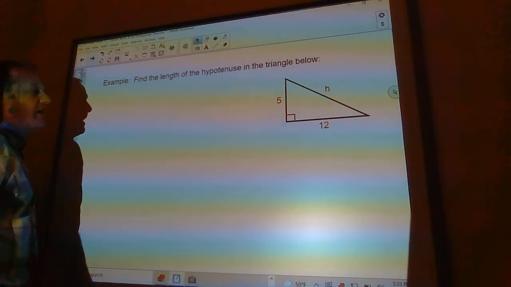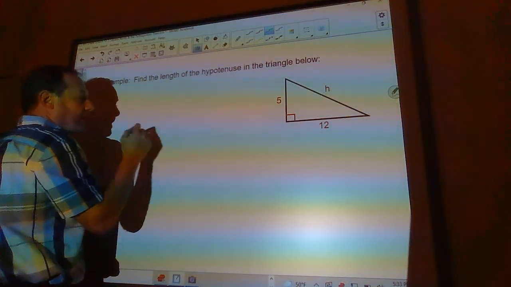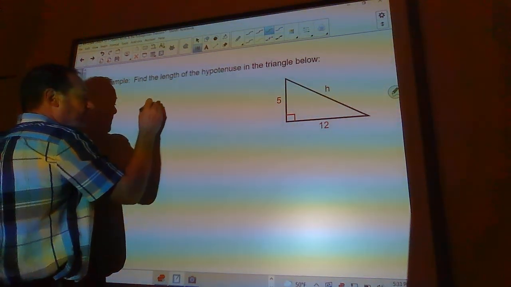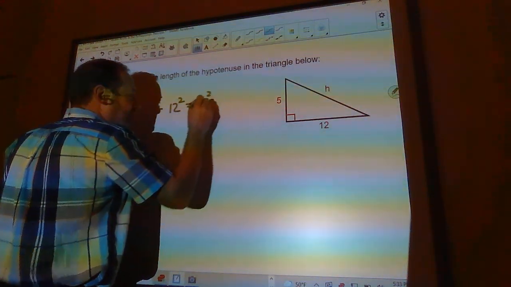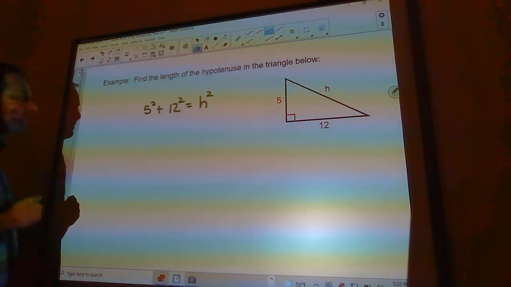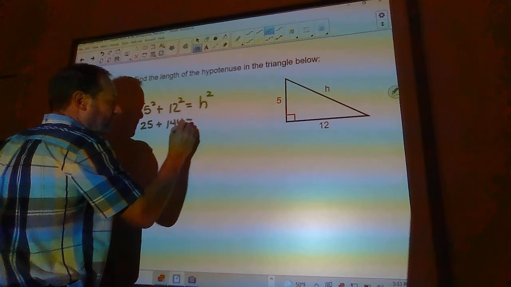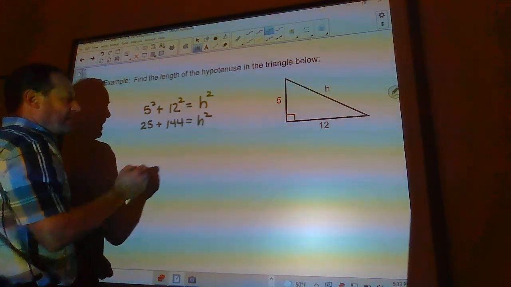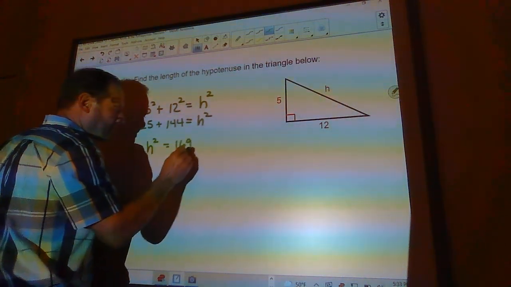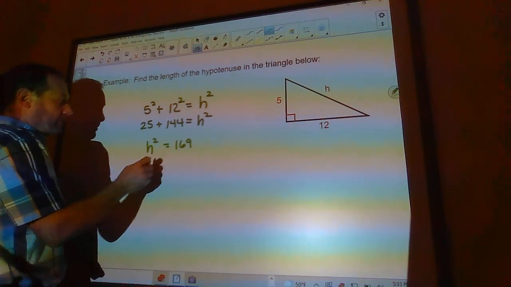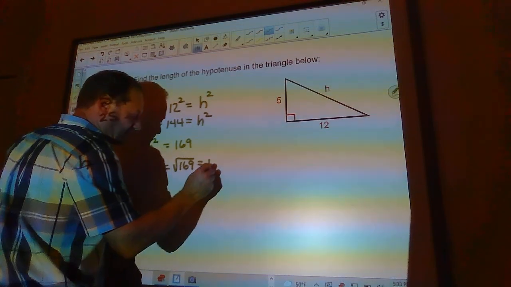Okay, so find the length of the hypotenuse in the triangle here. All right, so the first thing I'm going to do is my first leg is going to be 5 squared plus the other leg is 12 squared. That equals the hypotenuse, which is h squared. So this is 25. Everybody knows this is 144. I usually like to have my variable on the left side. So h squared is 169. Now, don't forget, I need to square root both sides of this. So h is going to be the square root of 169, which happens to be 13.